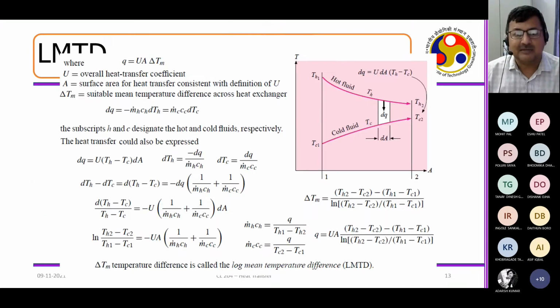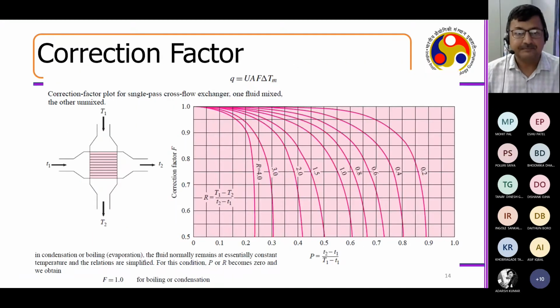So you can set up a very simple differential equation in order to get the log mean temperature difference. Now, one very important factor for single pass, and other types of cross flow heat exchangers, is called the correction factor F. Now, what is a correction factor F?